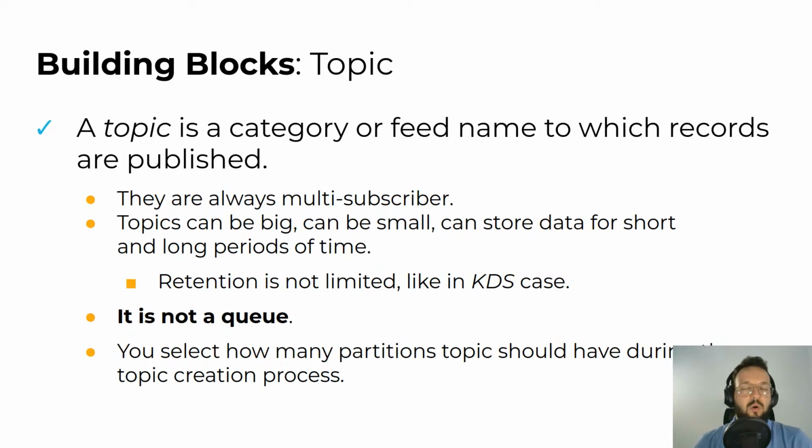The first building block that is different is the topic. A topic can be understood as a category or a feed name where we are publishing the records. Topics are always multi-subscriber, so it means that you've got multiple consumers for those topics, and they are consuming from different partitions. About partitions we'll talk in a moment, but basically you need to keep in mind that multiple parties are publishing to the topic and multiple parties are consuming from the topic.